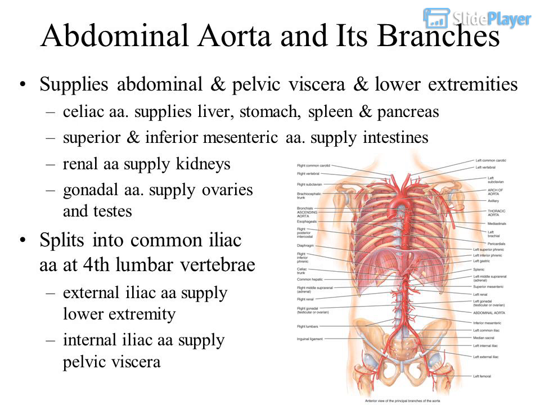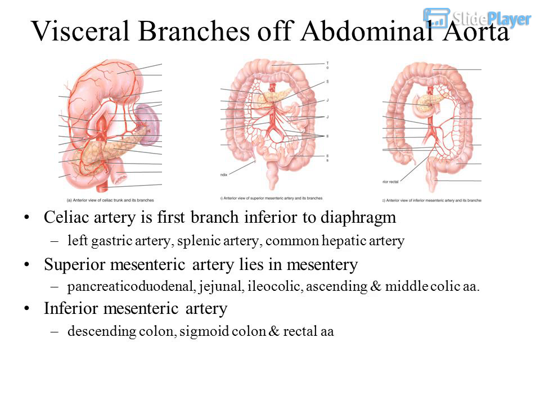The aorta splits into common iliac AA at the 4th lumbar vertebra. External iliac AA supply the lower extremity. Internal iliac AA supply pelvic viscera. Visceral branches off the abdominal aorta.